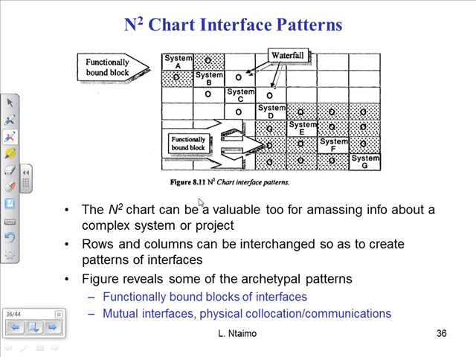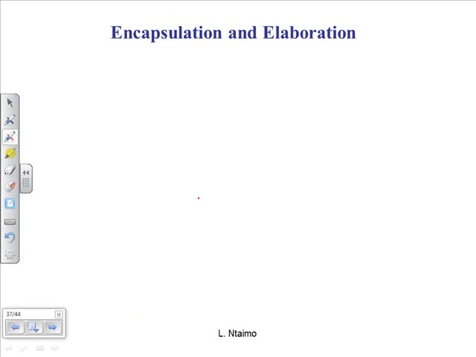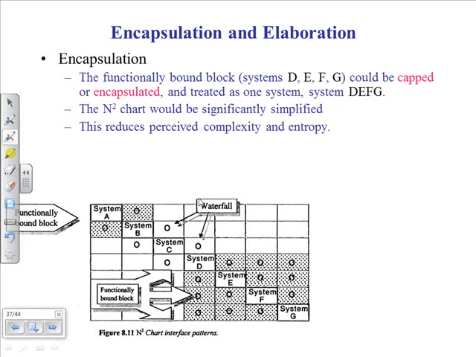Okay, so interface patterns. The next concept is the concept of encapsulation and elaboration. As the name suggests, encapsulation is basically trying to encompass or contain entities. And the opposite of that is elaboration, trying to expand. Okay, so encapsulation is a system concept. We use this term a lot. So let me give an illustration of what this means.